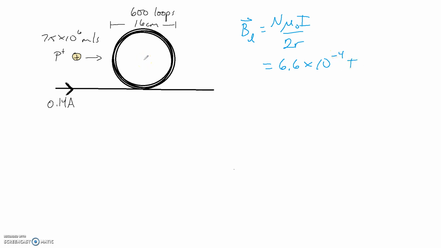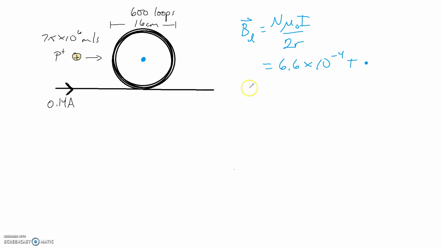And then using my right-hand rule, I can figure out that the magnetic field would be coming out at that location, so it would be a dot, which I will need later on for the direction of my force on my proton. So now I can calculate how much force is on my proton.